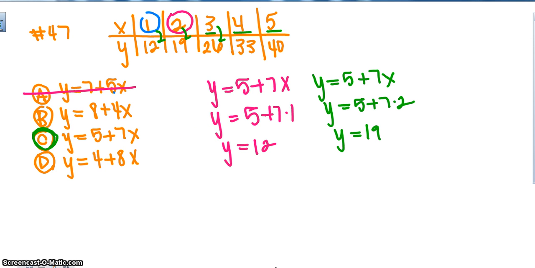One thing you might notice, if you look at this chart, as it increases, it's always increasing by 7. That kind of has to do with what we've been talking about in class. The slope is 7, and 7 is like our constant multiple. We're always multiplying it times the x value. Just a little hint or something to be on the lookout for.